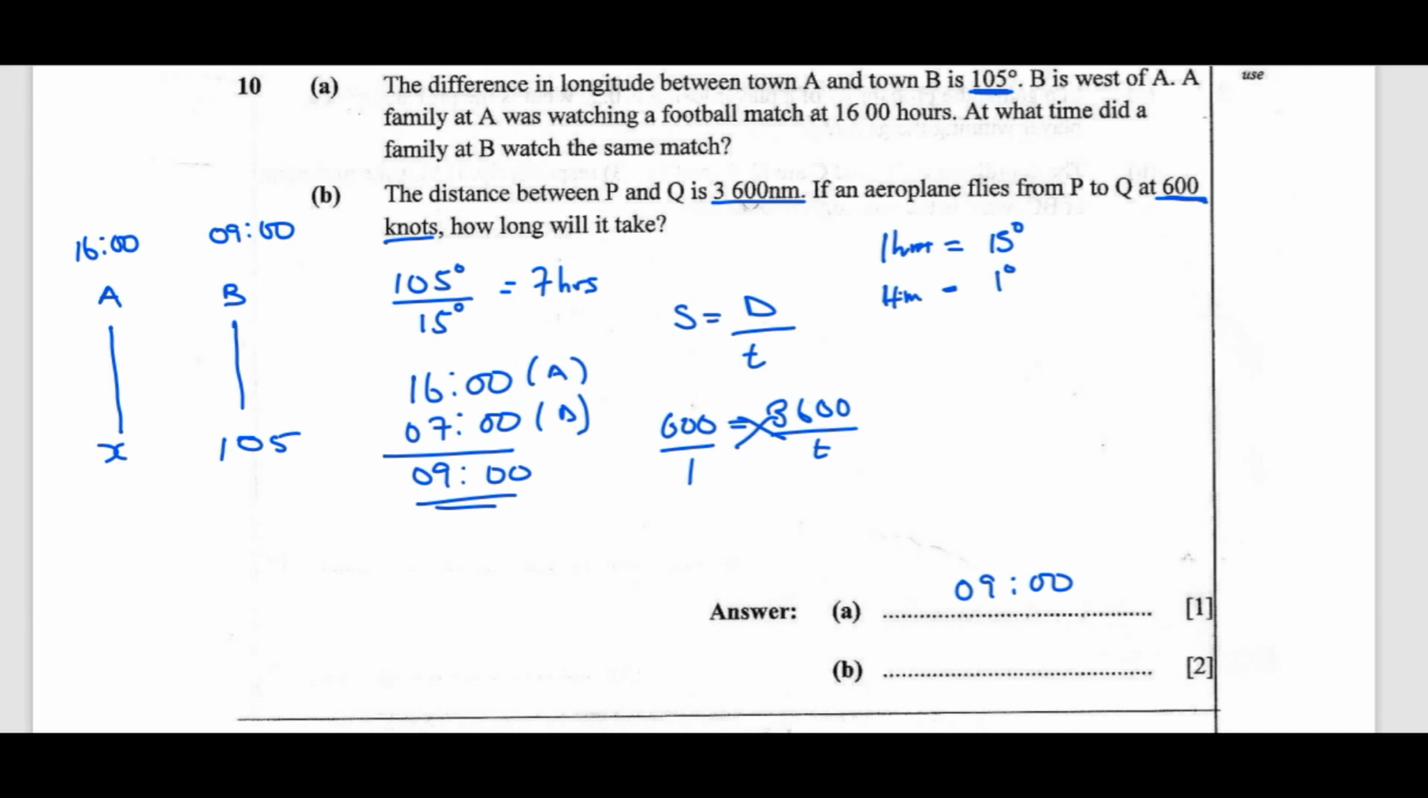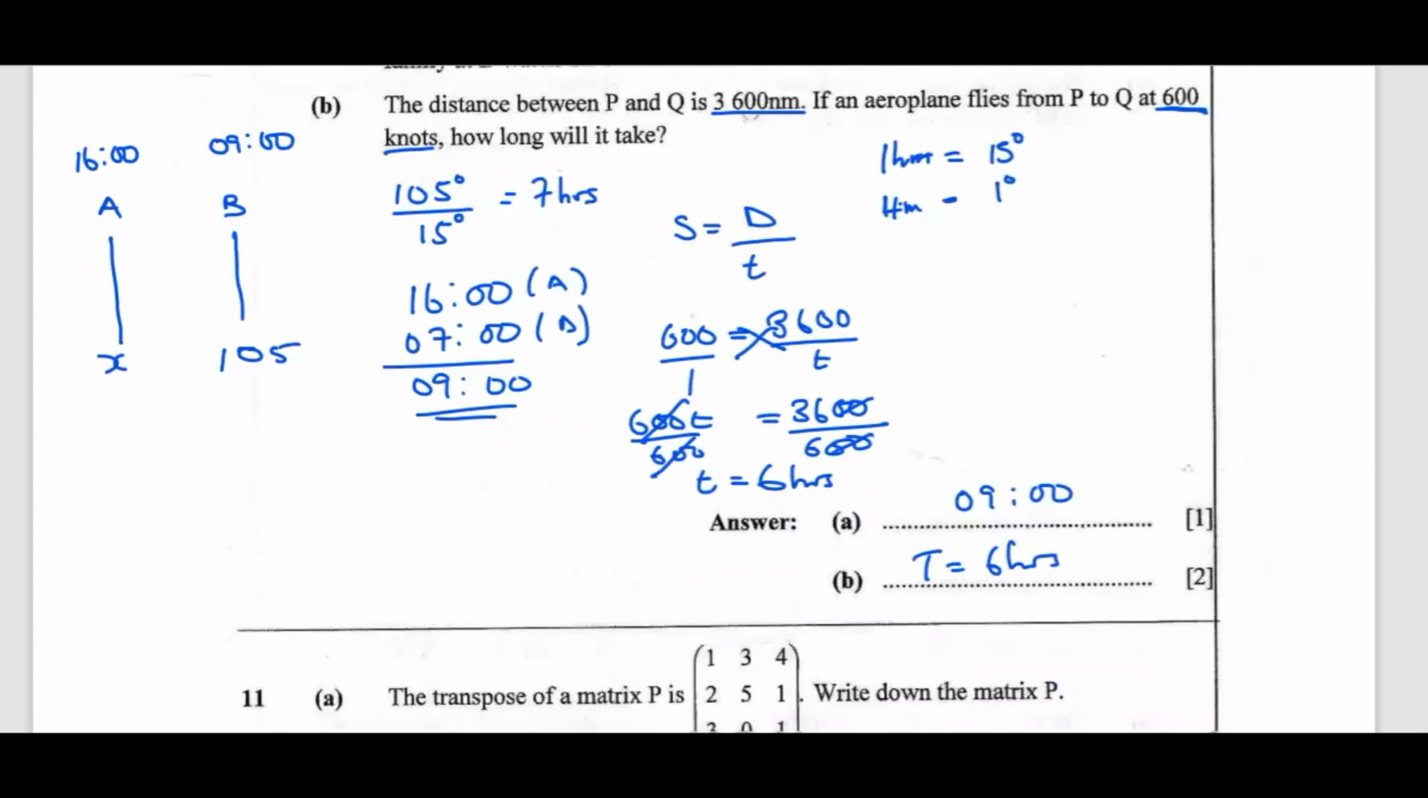Therefore, we have 600 T is equal to 3600, and then divide by 600 as well. So this goes, we have T, and these zeros will go as well. 6 into 36, that is 6. So it is 6 hours, because we are looking at hours. So T is equal to 6 hours.